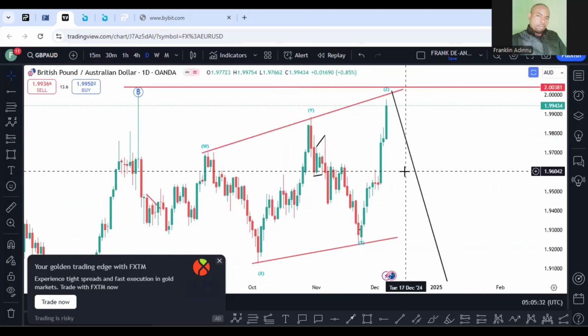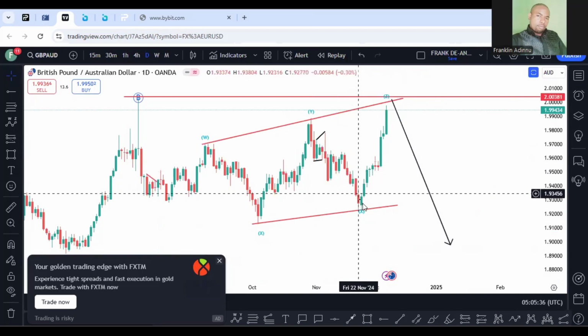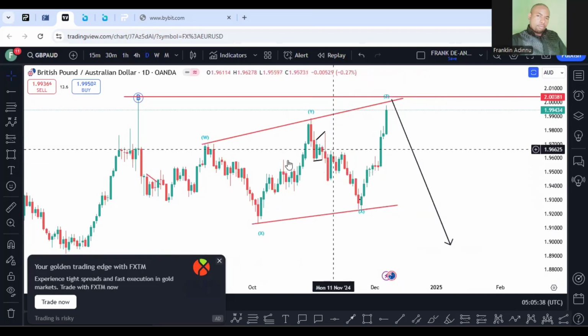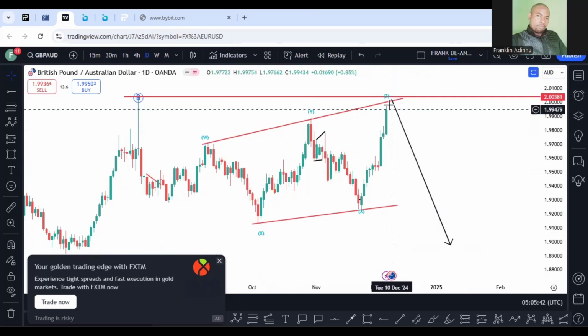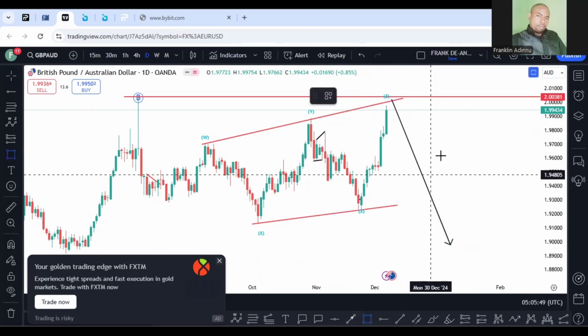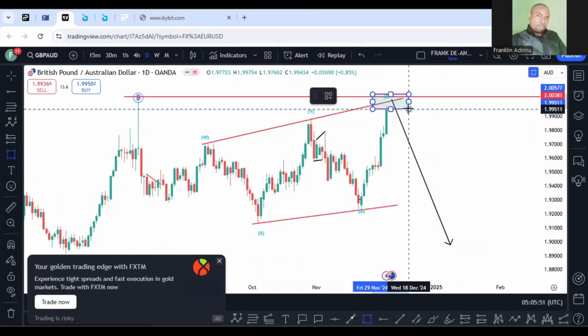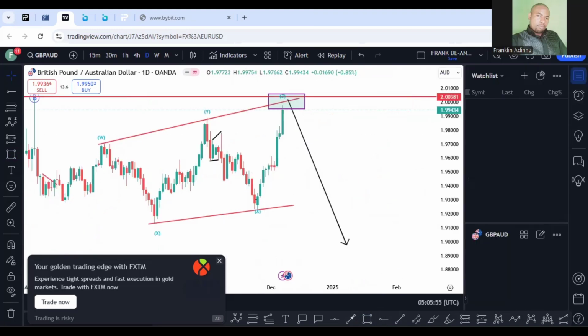This is Great Britain Australian dollar. So I was thinking that it's going to start selling from here, but the market is ready to do a WXYXZ. So I'm expecting a reversal from this very place, a reversal from here. That's for this pair.